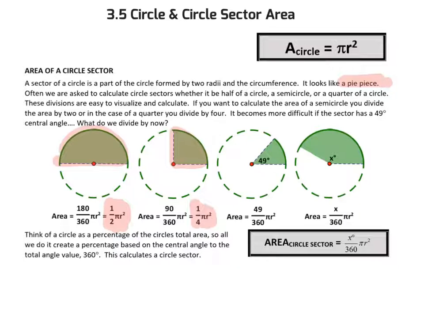Where it gets a little more interesting is what happens if it's a 49-degree angle. That's not a half or a fourth or a fifth or anything like that. But all you do is set it up as a proportion, right? Or as a ratio, 49 out of 360, because that is the percentage of the entire circle. Or for any value that's there, it's just x over 360 times pi r squared. So all you do is create kind of a percentage of the full circle when you do a circle sector. Let's solve a few now.